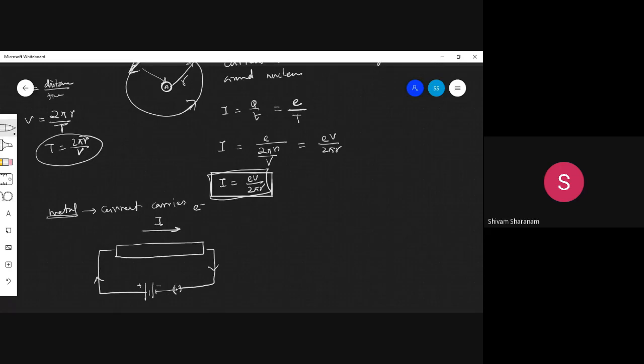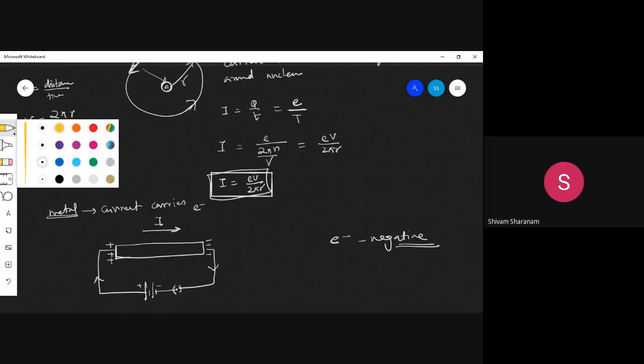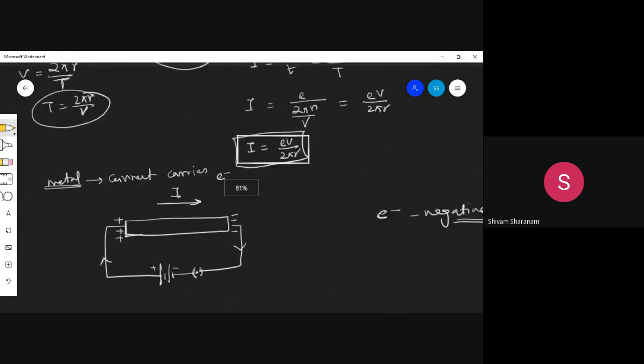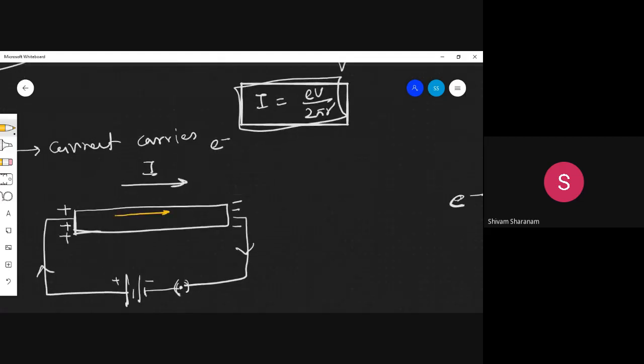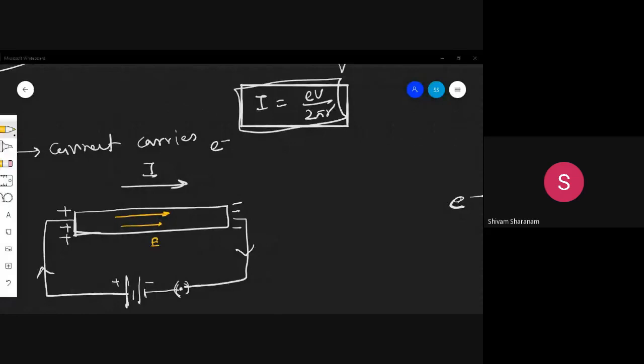But what about electrons? See, electrons have which kind of charge? Negative charge. Okay. So this side of this conductor is connected with positive charge, so it will have positive charge, and this side is connected with negative charge. So what will be the direction of electric field? This will be the direction of electric field. Yes, that will be the direction of electric field.